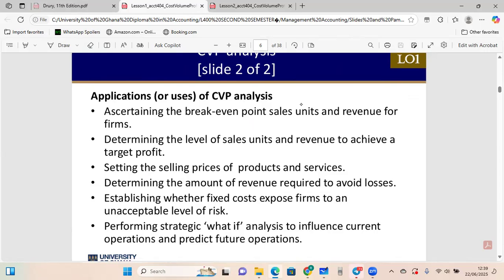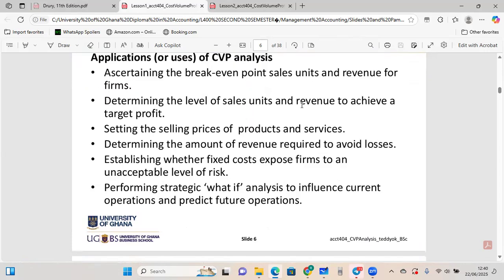Then it also helps in establishing whether fixed costs expose firms to an unacceptable level of risk or not. So with this one, we are going to talk more about it under the degree of leveraging, right? So degree of leveraging, we are going to talk about that very soon. And with that, we are going to understand that if we have more fixed costs in our organization, we are exposed to more risk. And if we have less, we are not really exposed to more risk and the likes.